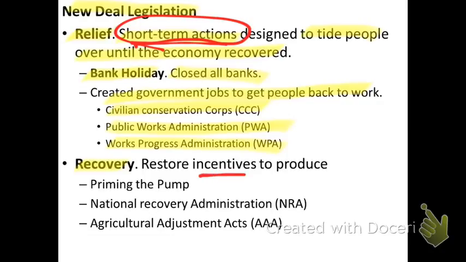Restore incentives to produce. By this, he tried to prime the pump through different pieces of legislation to get the economy going. 2 of them that he signed into law that were written by Congress would be the NRA, sometimes referred to as the NIRA, the National Recovery Administration, and the Agricultural Adjustment Acts, the AAA. Unfortunately for Roosevelt, both of these were deemed unconstitutional down the road. But the idea was to prime the pump, to get the economy going, to get money flowing. Let's move on.